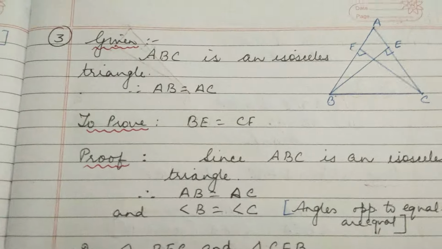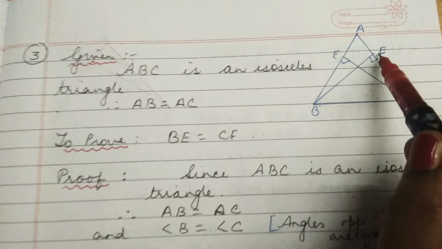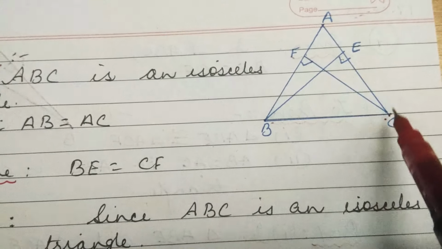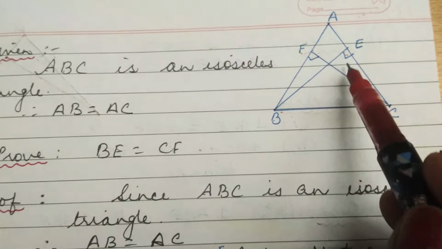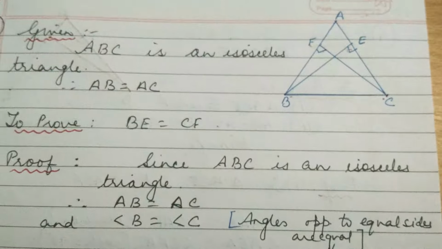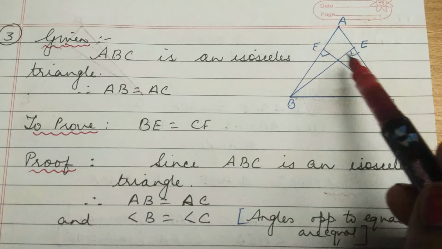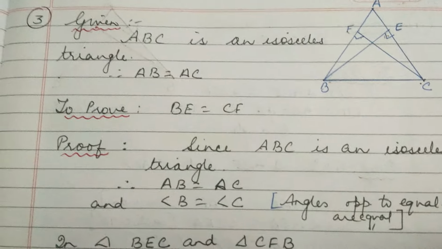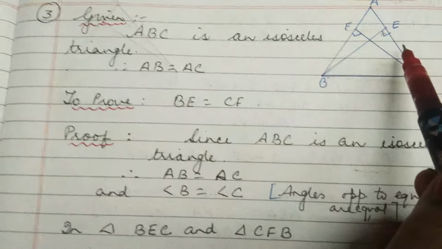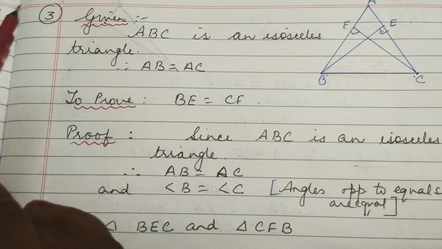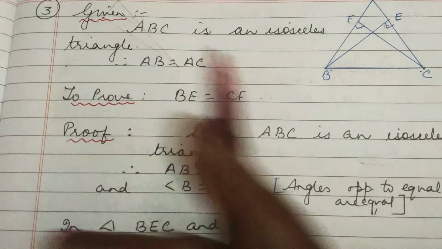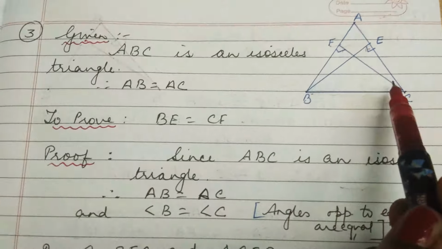For proving it, we have taken the two triangles, this triangle BEC and triangle CFB, this triangle. These two triangles we have taken. In this triangle, angle E equals angle F because BE and CF are the altitudes. So they are perpendicular, so each equals 90 degrees. Now it is given that ABC is an isosceles triangle and AB equals AC. And we know that when two sides are equal, then the angles opposite to them are also equal. Therefore, angle B equals angle C.